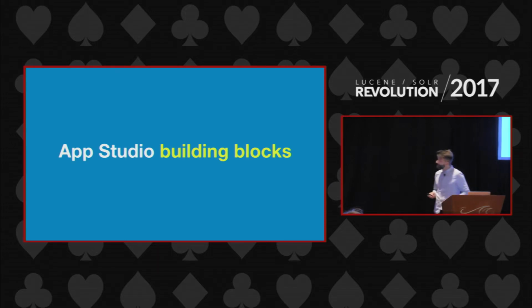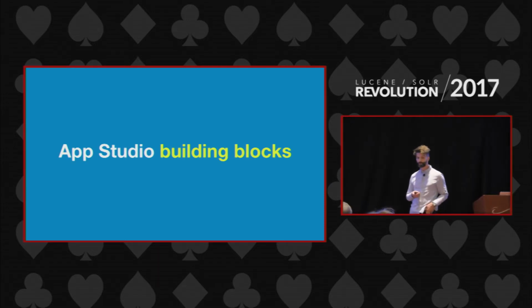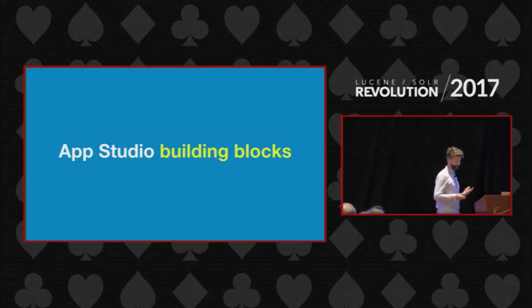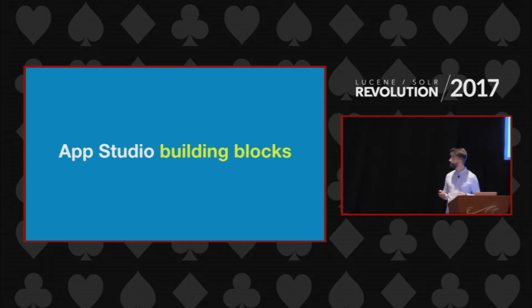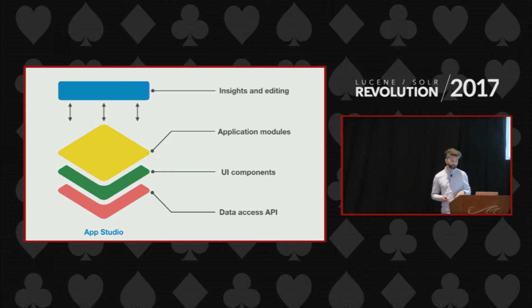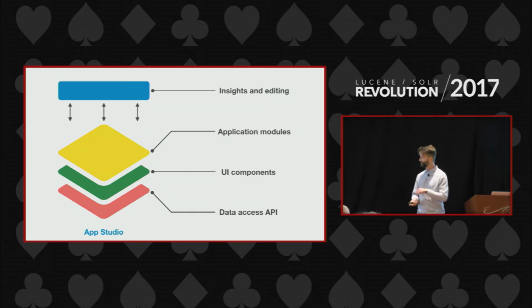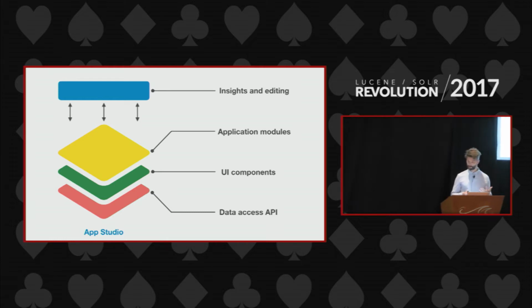So let me now take a step back and explain how we use the building blocks that I referred to in the App Studio to actually build an application like the one I just showed here. Our high-level architecture is based on the following layers of complexity in the App Studio. At the bottom we have a generic data access API, a single API for retrieving information from a search engine or a database, and also to push information into the search engine or database if we want to capture information from the end user, for example.